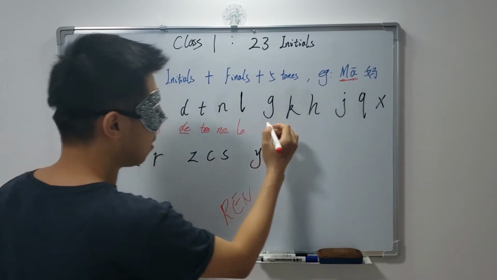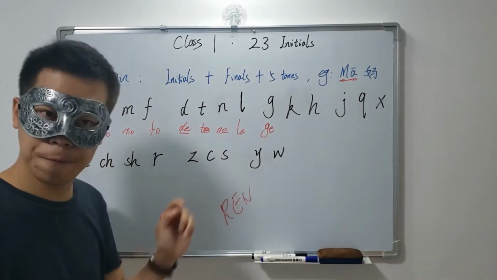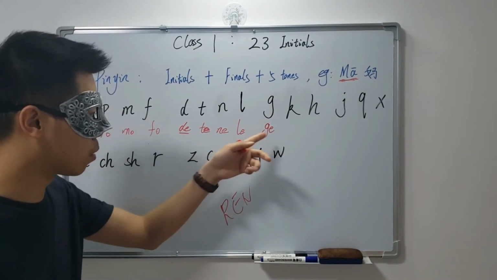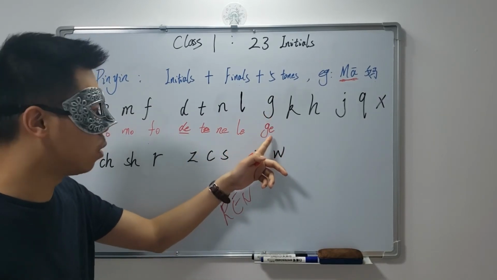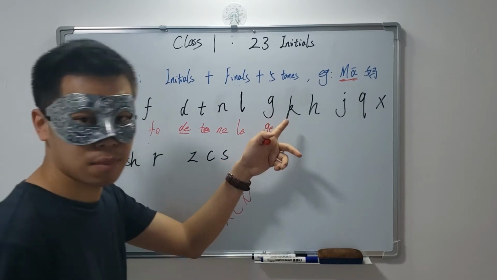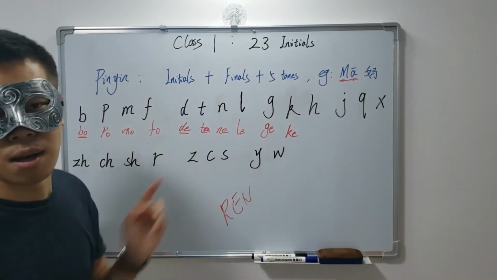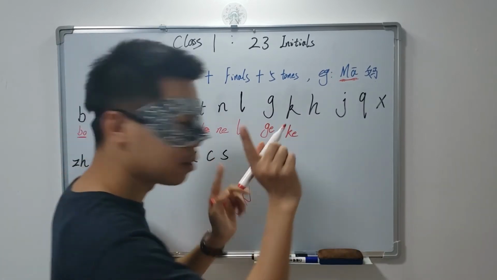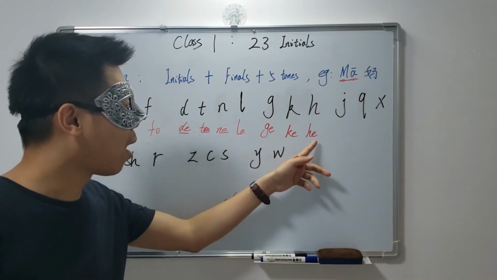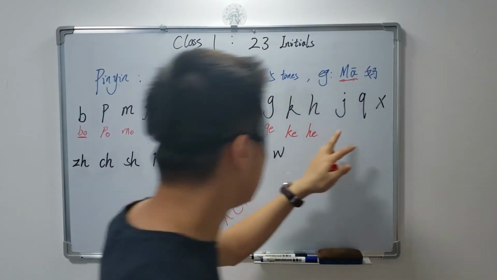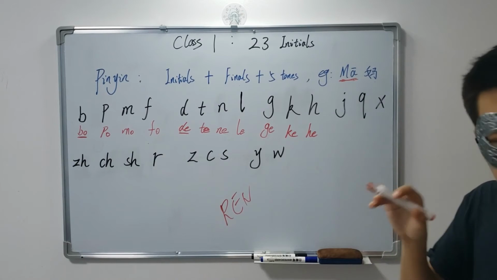This one is ge. Its pronunciation is ge, like good. This one, ke. It's easy for the English speaker. This one, easy. He, like ha. Okay. So this one is also easy, like the brand of car, like Jeep.